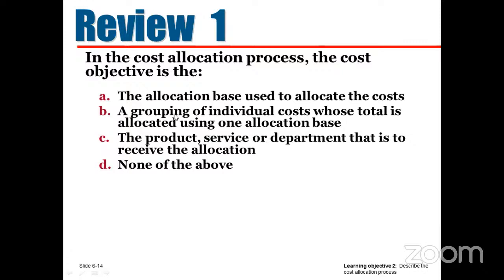A grouping of individual costs whose total is allocated using one allocation base. This example is telling you the cost pool. You pull out the total 1 million, rents, whatever, then you allocate using the allocation base. So it's not correct also. C, the product, service, or department that is to receive the allocation. That's very true. The cost objective is the department, the service, or the product to receive the allocated cost from other departments. So the answer is definitely C.